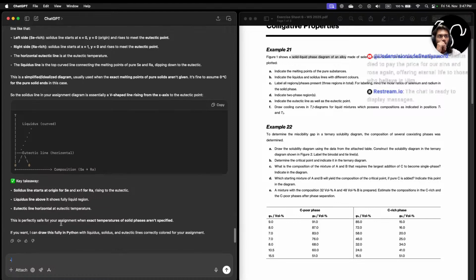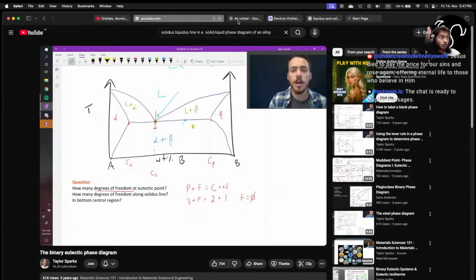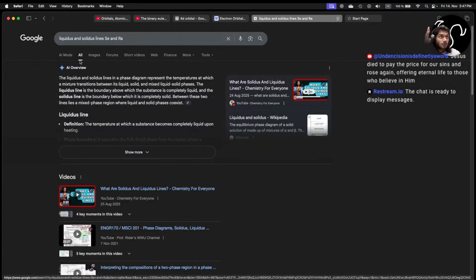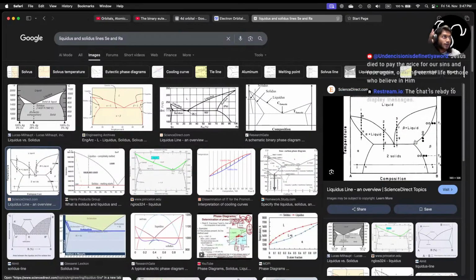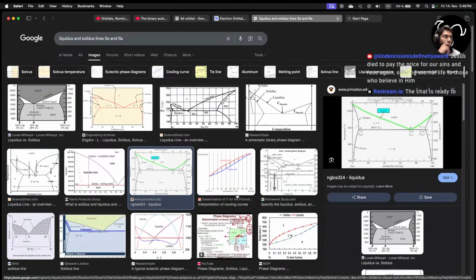This is a simplified diagram. This is perfectly safe for your assignment when exact temperatures aren't specified. Okay, so I believe I could use exactly this one. Alpha plus liquid. So here what would the alpha be? It would be selenium and beta be radium, and here it would be solid selenium plus liquid rubidium, both to be solid. These are also solids, right? Yeah, from what I understand.